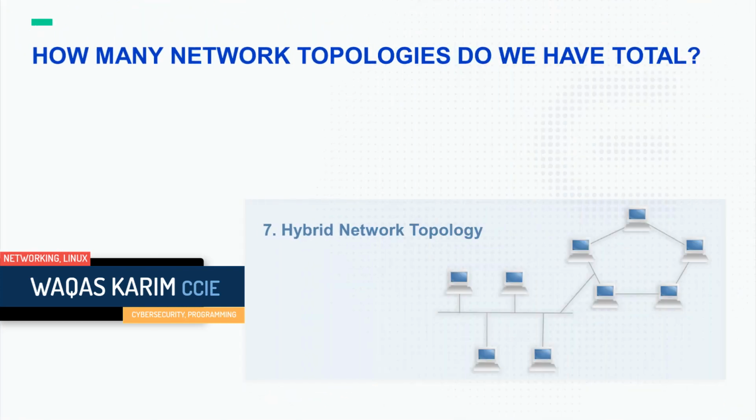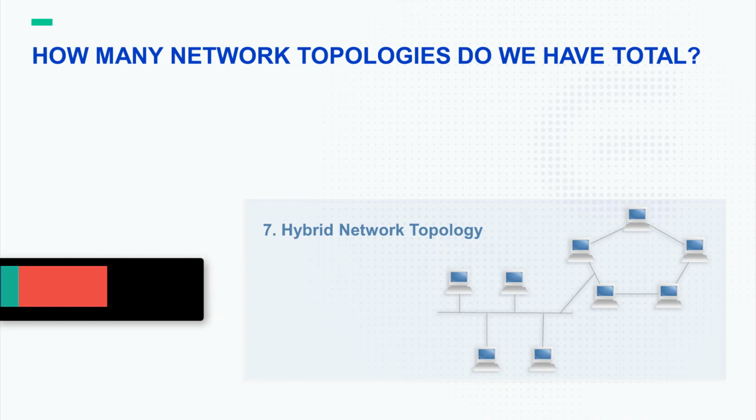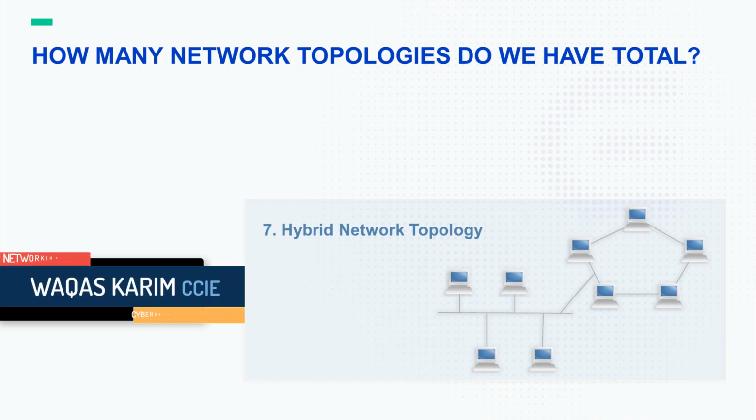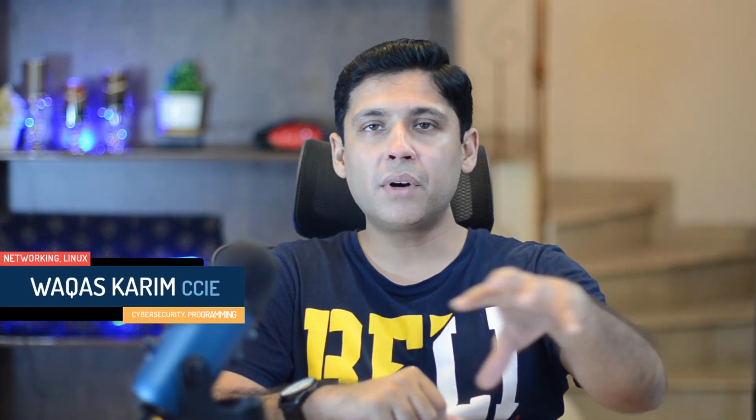The seventh type of topology is hybrid network topology. Hybrid means, just like it's shown in this picture, we can combine the advantages of multiple topologies together and achieve this kind of topology. In practical networks, wherever I have seen, I have always observed that they are using hybrid network topology. Because of course different network segments have different types of requirements.